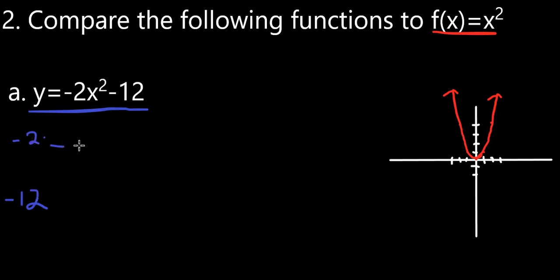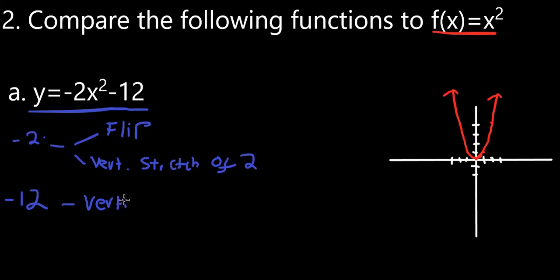And so this negative 2 tells us two things. First, it tells us there's a flip, because the coefficient of x squared is negative, so it turns the whole thing upside down. And we know there is a vertical stretch of 2, because the 2 as the coefficient of x squared multiplies every y value by 2, and this minus 12 gives us a vertical shift down 12.